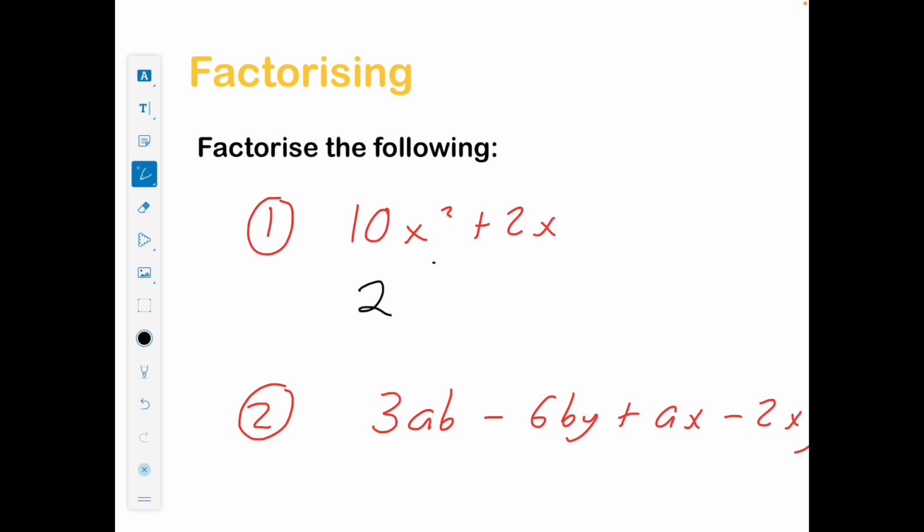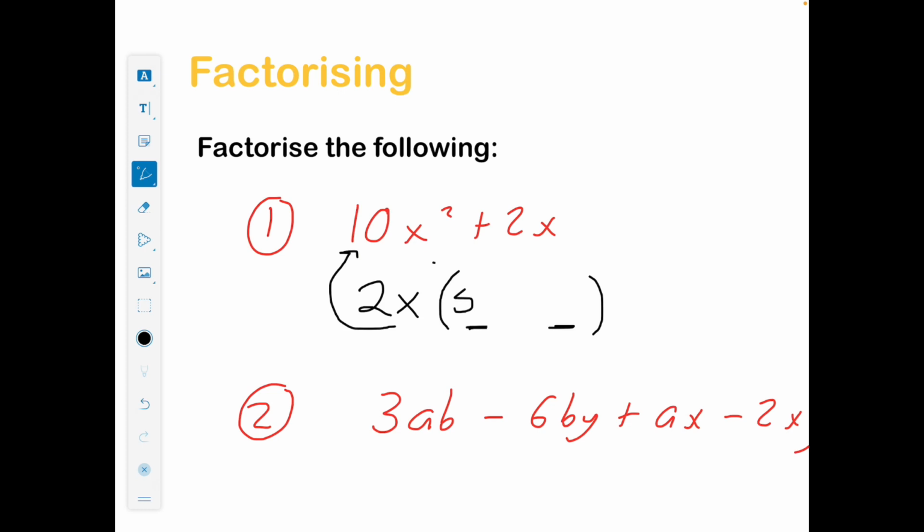So I ask myself, what's the biggest number that will divide into 10 and 2? Biggest number that will divide into 10 and 2 is 2. Does it have any letter in common? It is an x squared in one and an x in the other. So there is an x in common in both. So we're going to write down our x there and we're going to open our brackets. Now, we need two numbers to go here and here.